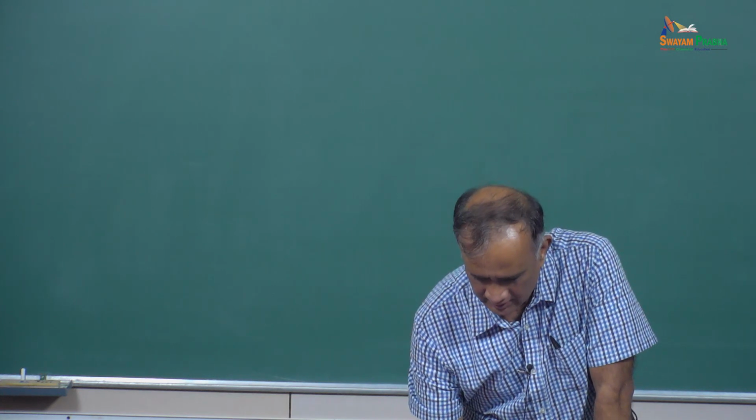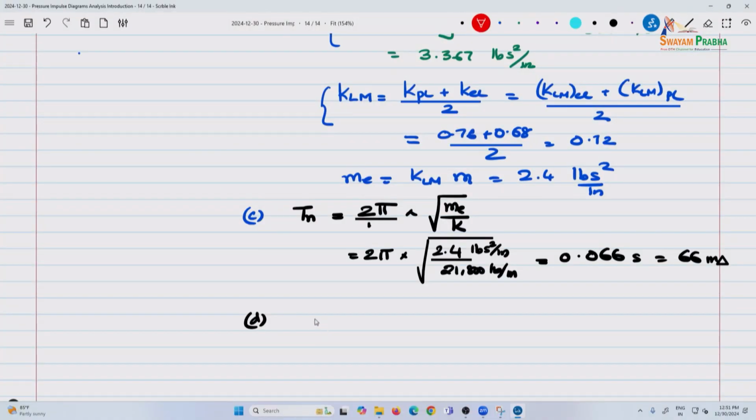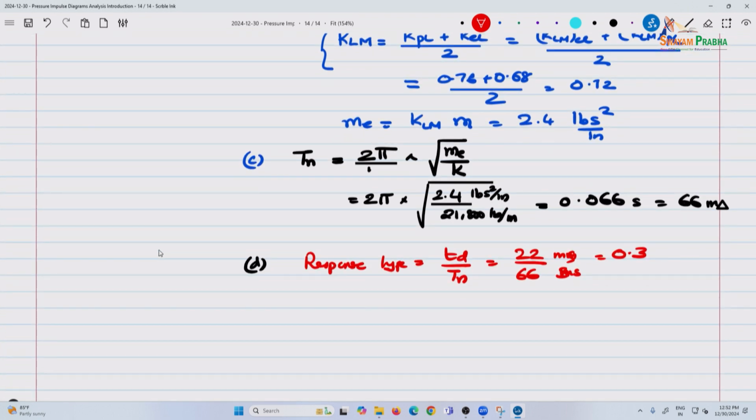So the response type is TD by Tn, 22 by 66 milliseconds. So it's closer to impulse, though it could still be in the dynamic region. And then Rm by F naught: Rm was 9.44 kips, F naught is 19.5 kips, so this was 0.48.